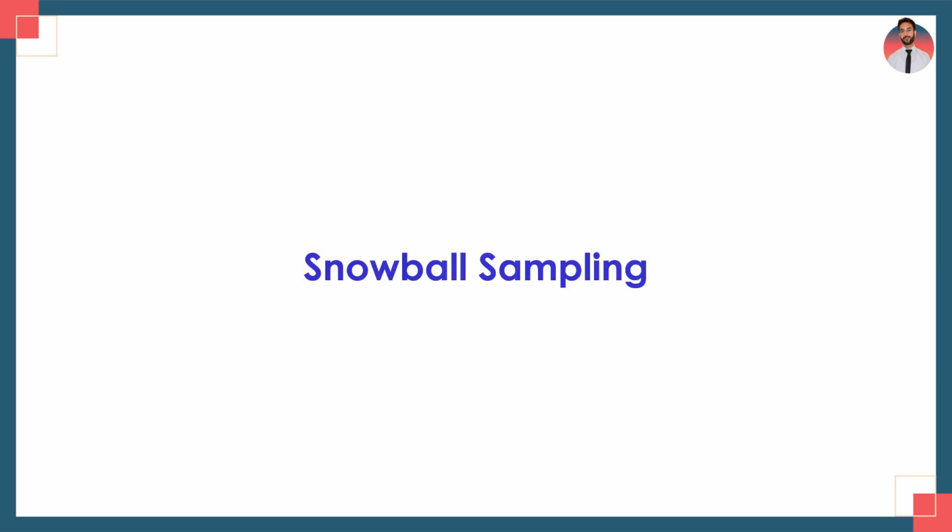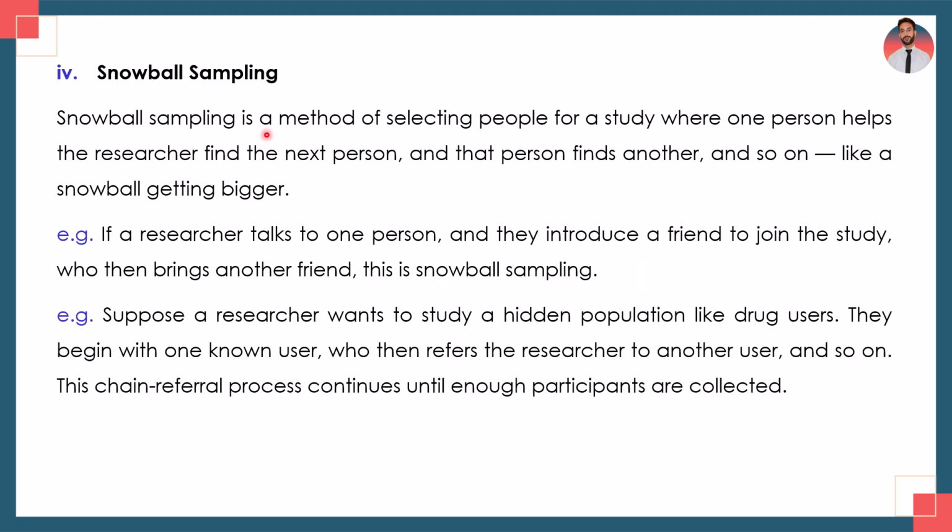The fourth type of non-probability sampling is snowball sampling. Snowball sampling is a method of selecting people for a study where one person helps the researcher find the next person, and that person finds another and so on, like a snowball getting bigger. For example, if a researcher talks to one person and they introduce a friend to join the study, who then brings another friend, this is snowball sampling.